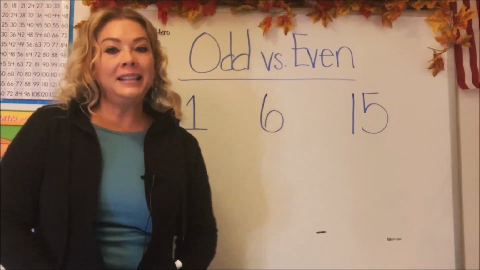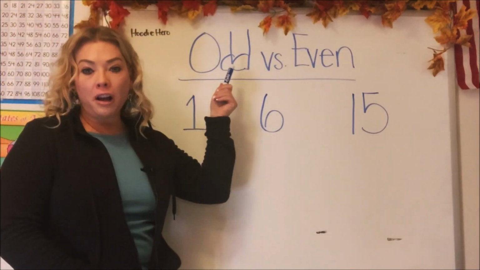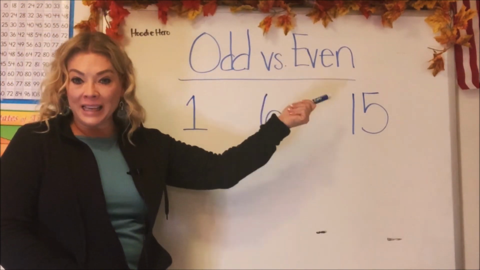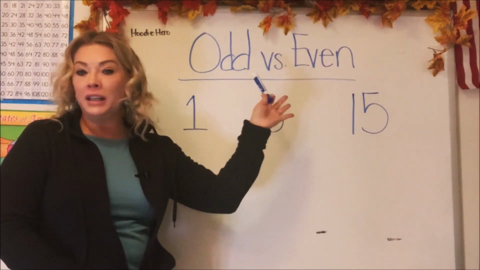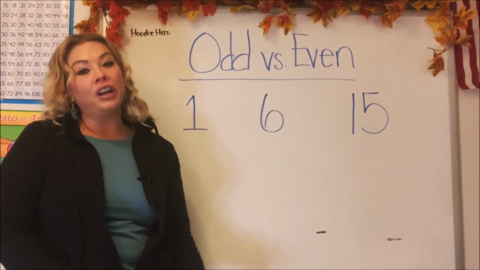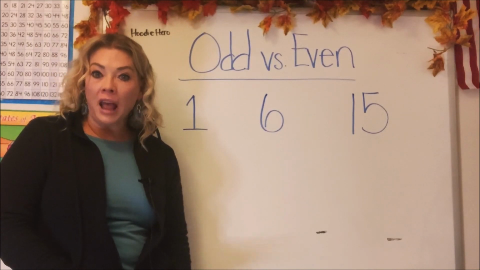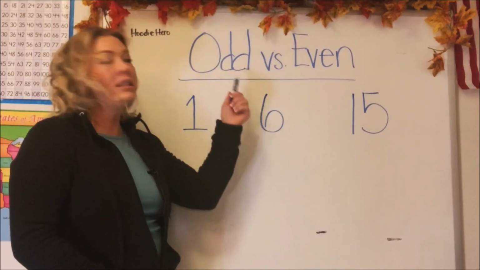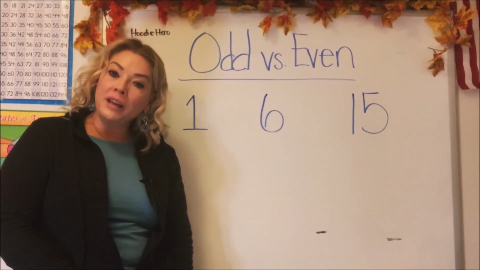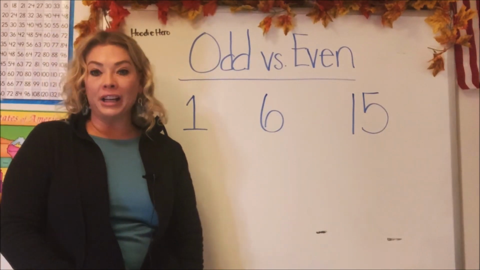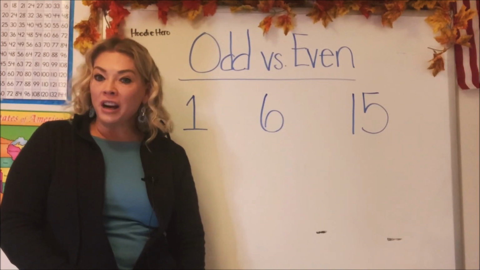I'm so excited today. I've put on my hoodie and we're going to talk about odd versus even. Did you know that every number from 1 to infinity and beyond is either an odd or an even number? Every number is either odd or even. And that's what we're here today to find out, is how we can tell whether a number is odd or even. So let's get started.